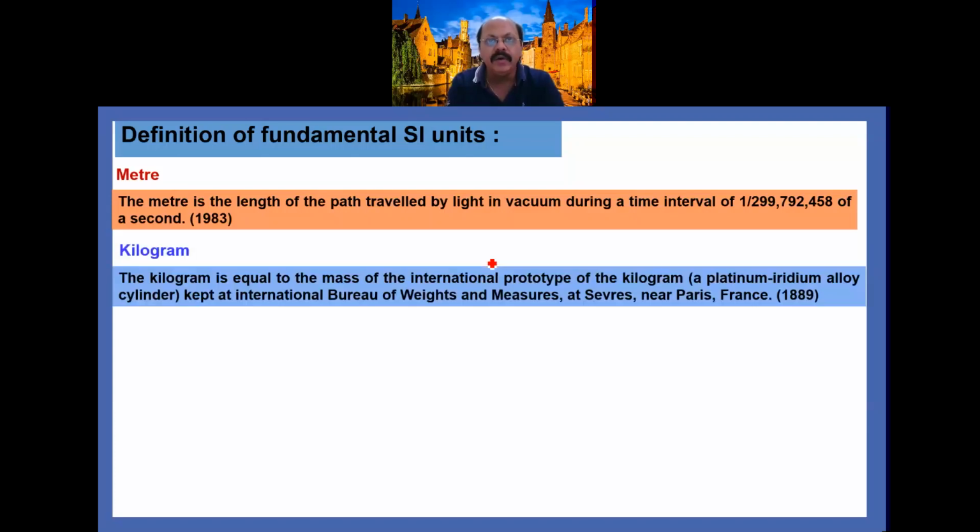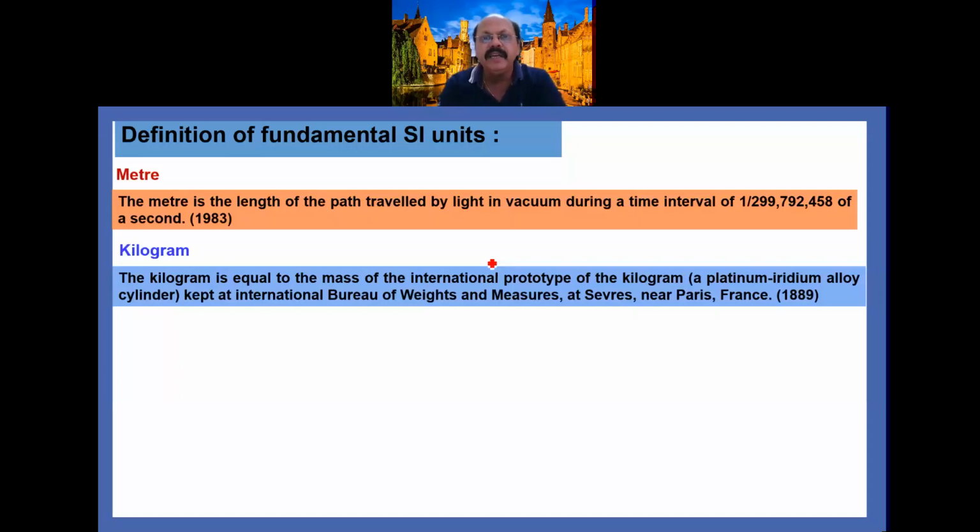Second unit is kilogram. Kilogram is equal to the mass of the international prototype of the kilogram, a platinum iridium alloy cylinder which is kept at the International Bureau of Weights and Measures near Paris, France, and this definition was given in 1889.